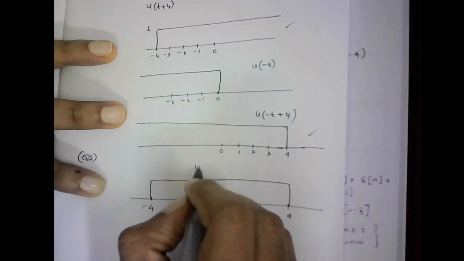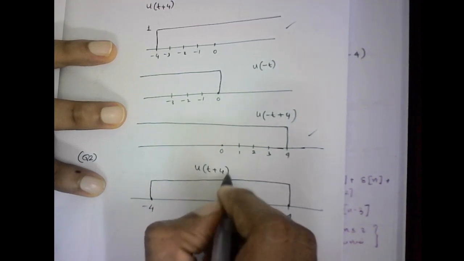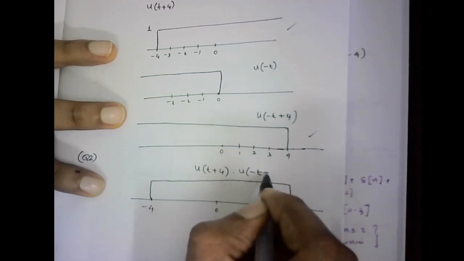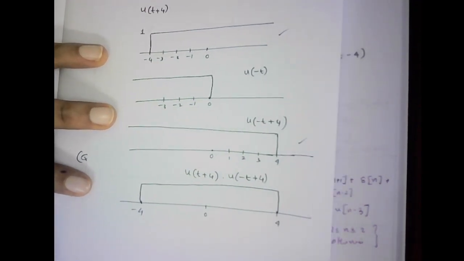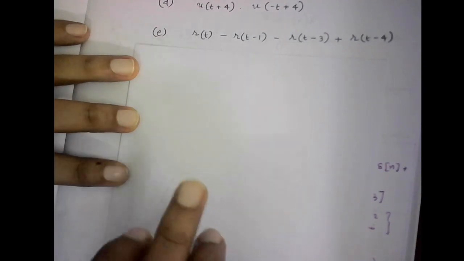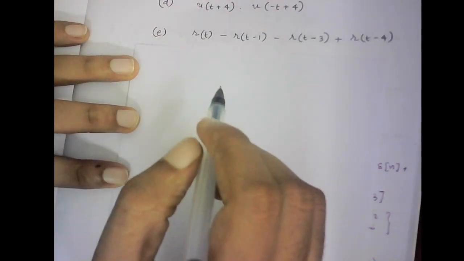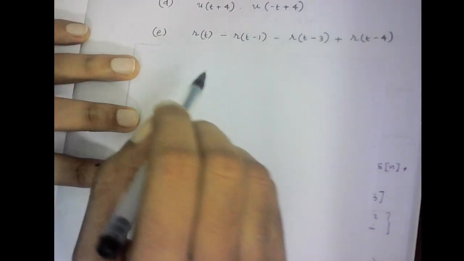This is what is u of t plus 4 into u of minus t plus 4. So I hope these 4 questions are clear. Now let me try a little more tougher question, but it's very easy as well.